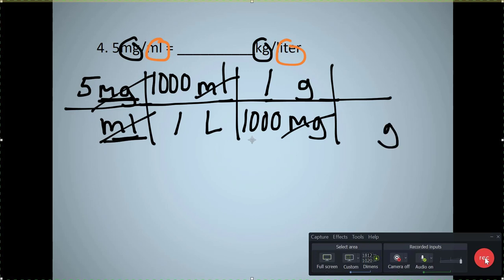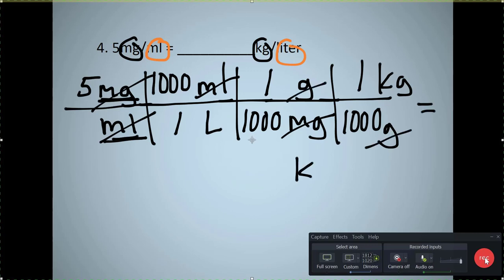And now I can convert from grams to kilograms. Between the two, kilograms is bigger. So 1 kilogram is equal to 1,000 grams. And grams will cancel. And as far as my units go, I'm left with kilograms per liter. And so now I'm just left to do the math. Remember, as you go across, you multiply, and then you divide anything that's in the denominator.